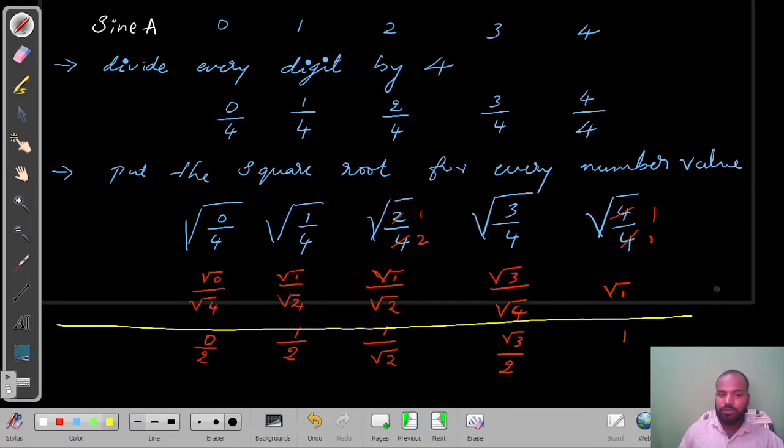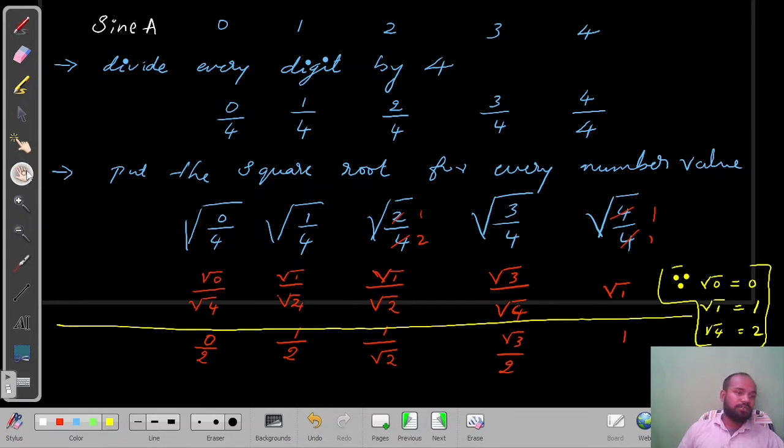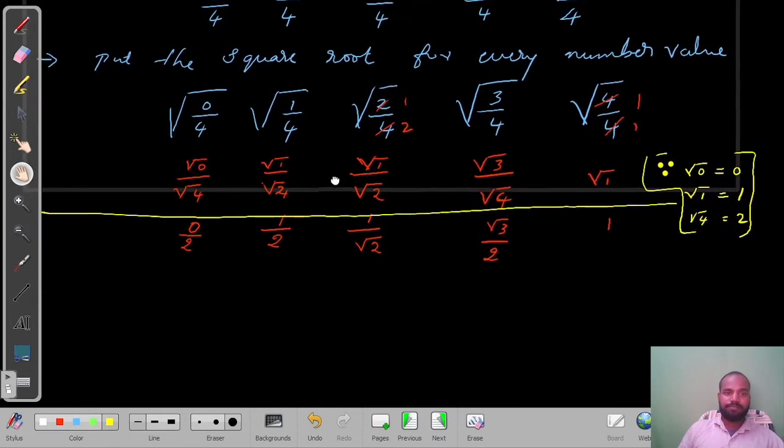If you don't know the values I am writing here, root 0 is 0, root 1 is 1, root 4 is 2. These are the values. Right. Now I want to go a little bit upside.